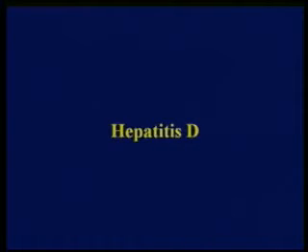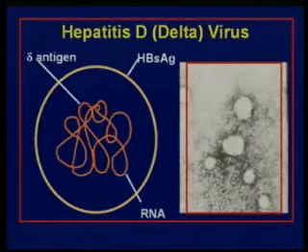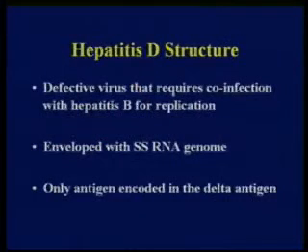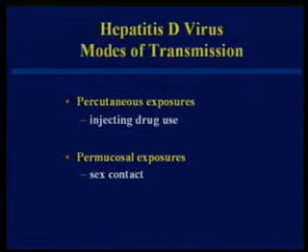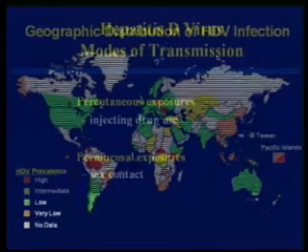I'm going to do hepatitis D quickly, and then we can go on break. Here's hepatitis D. It's a defective virus that requires co-infection with hepatitis B for replication. It's an enveloped virus with a single-strand RNA genome and the only antigen encoded in the delta region. It's a caricature. Here's how it's transmitted: percutaneous, injecting drug use, or permucosal, sexual contact.